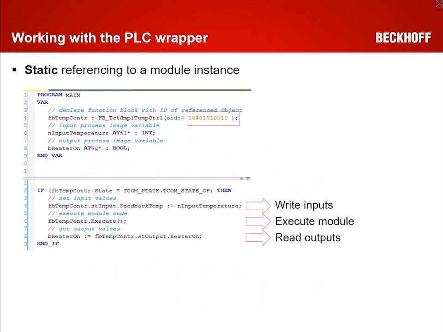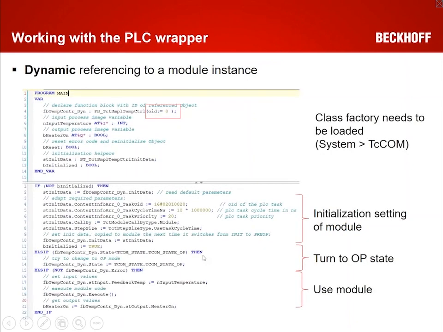Referencing a module instance is also simple, so you have the possibility to do a static referencing. In this case you have an instance of the TCCOM, so you go to System, TCCOM, Add New Item, and you have an instance, and you only need to provide the reference ID, or the object ID of this TCCOM object. And in the code, you just say, okay, if I'm in op mode, I write the inputs, I execute the model, and I read out the outputs, and that's it.